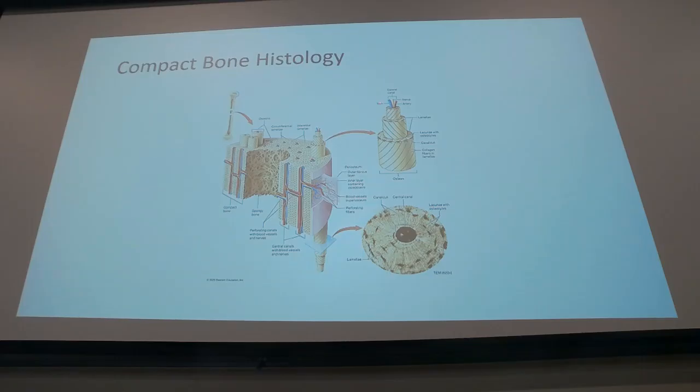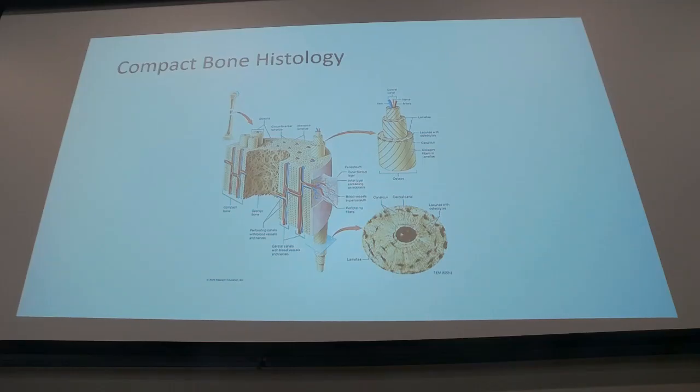So these layers of concentric bone, or concentric lamellae, have osteocytes studded within them. This is an osteocyte, this is another osteocyte, and these osteocytes look star-shaped and extend their cytoplasm through the canaliculi. So this is a transverse section of the bone.